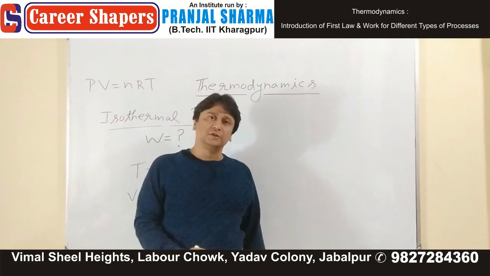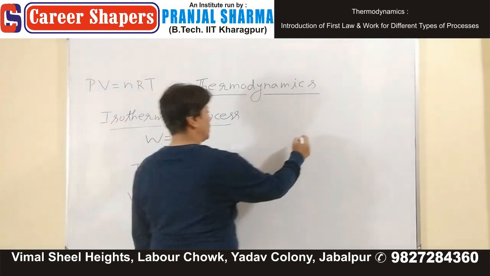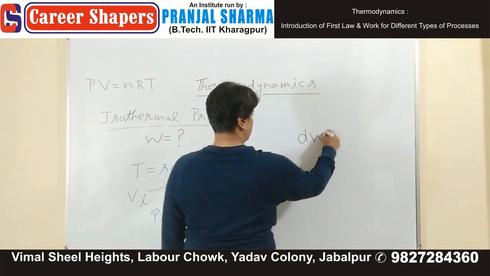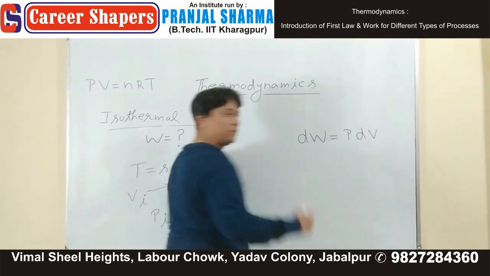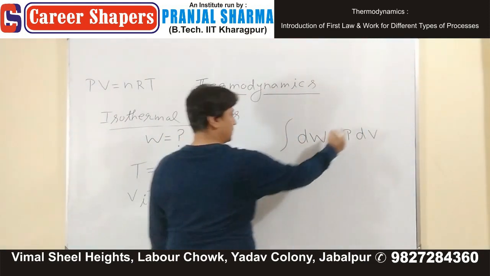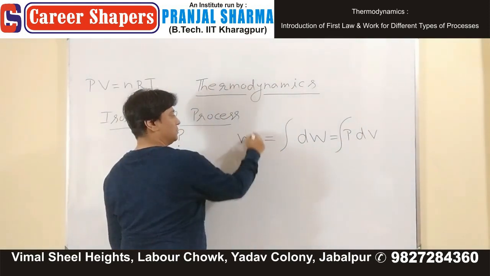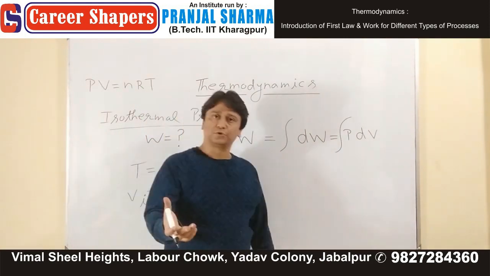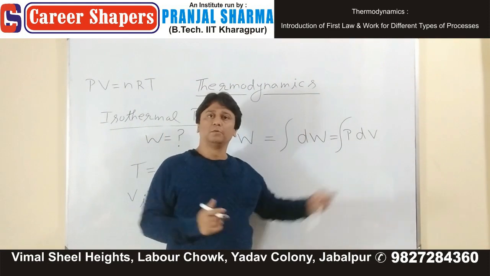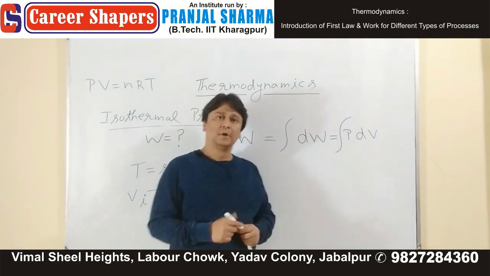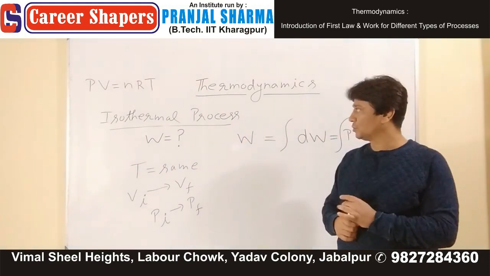Any process in thermodynamics, if they ask you what is work, you will start with what? dW equals PdV. And then you will start integrating the whole thing. This will give you W. For any type of process, you have to use this thing. So I'm giving you 1 minute's time. Let's see who can find me an answer for isothermal process.